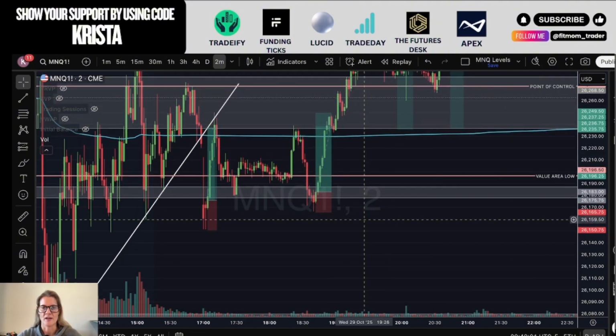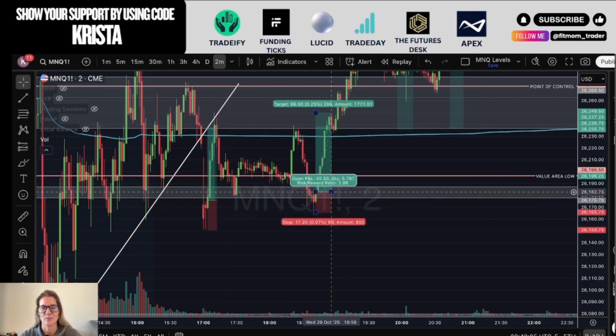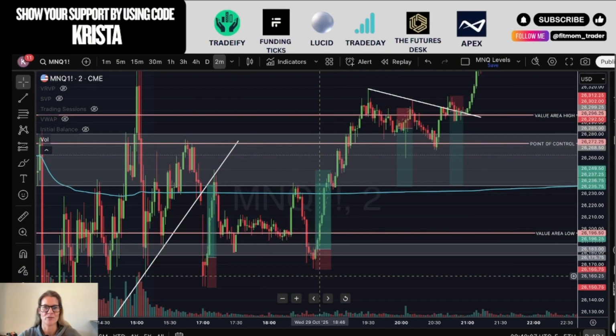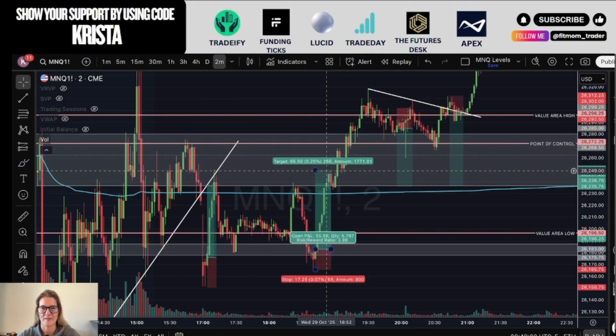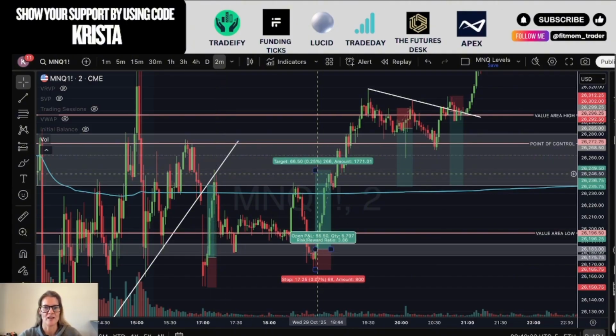So I took a long here since it seemed to be respecting that low, respecting this support area. Again, just returning back to this high volume node. I'll say it again, price likes to return to areas of high volume. This one, my target was a little bit higher because I was targeting the previous Asia high for that session. So just targeting a return to that high.